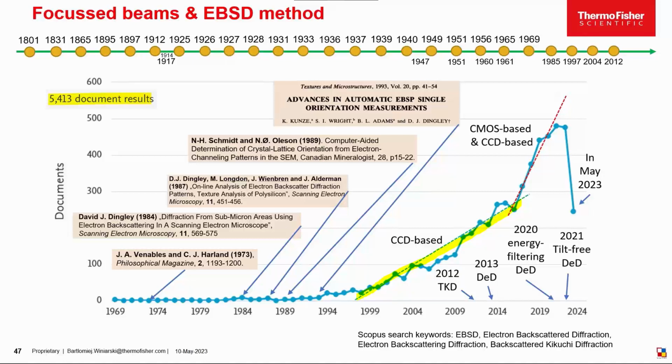It seems that TKD methods, available from 2012, are associated with a visible jump in the number of publications since that year. From 2017, the number of publications rapidly increased. This coincided with the CMOS-based EBSD appearance on the market.